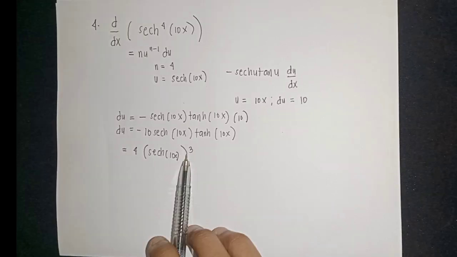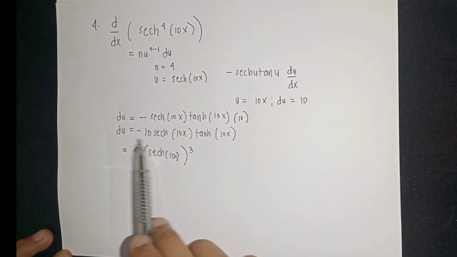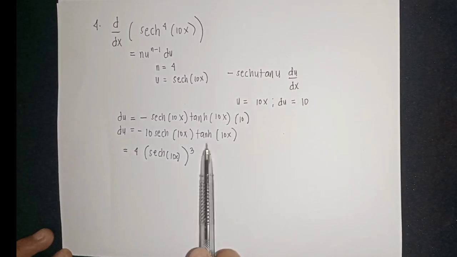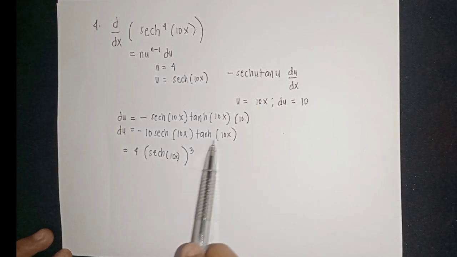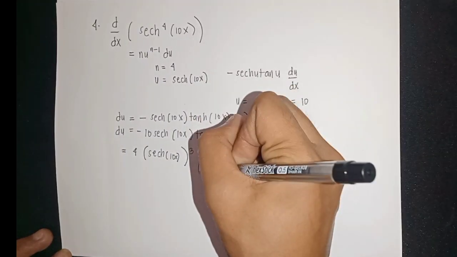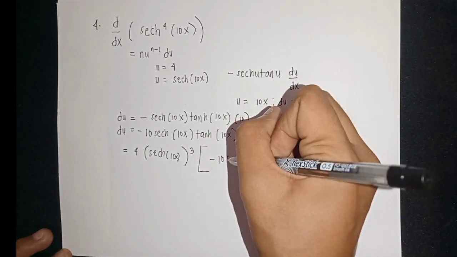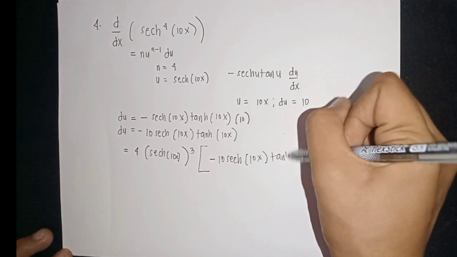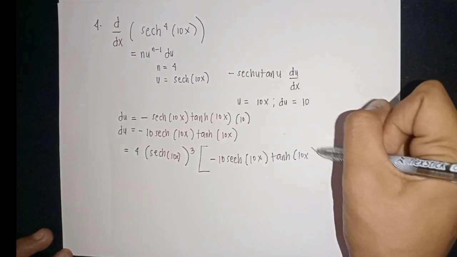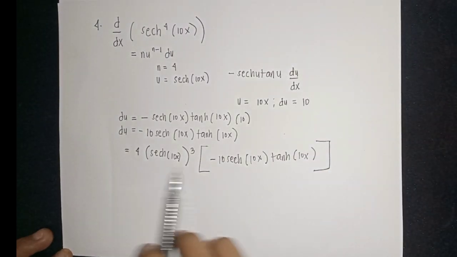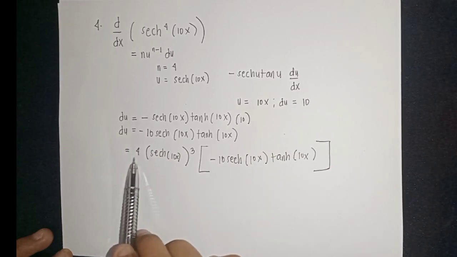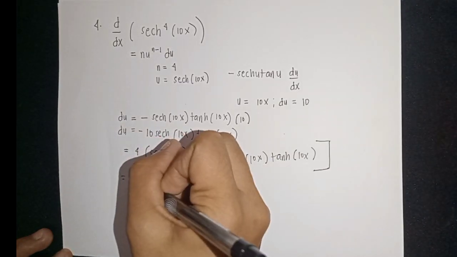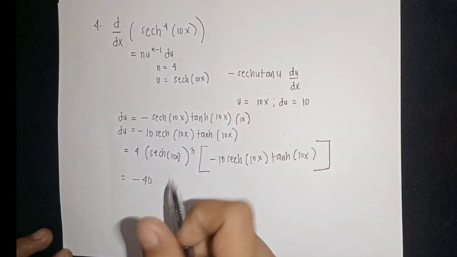And then as we notice, our du is, we need to copy this. So we put the bracket on, and then copy the negative 10 sech 10x times tanh 10x, close the bracket. So as we notice that we can multiply the 4 and the 10, so it will equal negative 40.